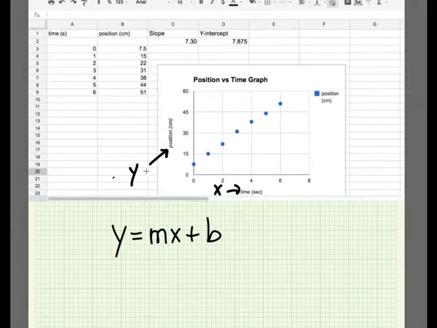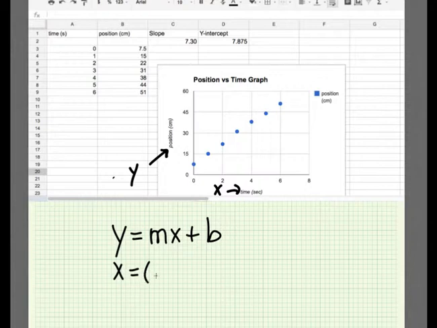So the position is the variable on the y-axis, centimeters is the unit on the y-axis. Time is the variable on the x-axis, seconds is the unit on the x-axis. So we're going to take our equation for a line and modify it specifically for this experiment. Now, the letter that we usually use to represent position is x. So where the y goes, I'm going to put the symbol for position, which happens to be x.